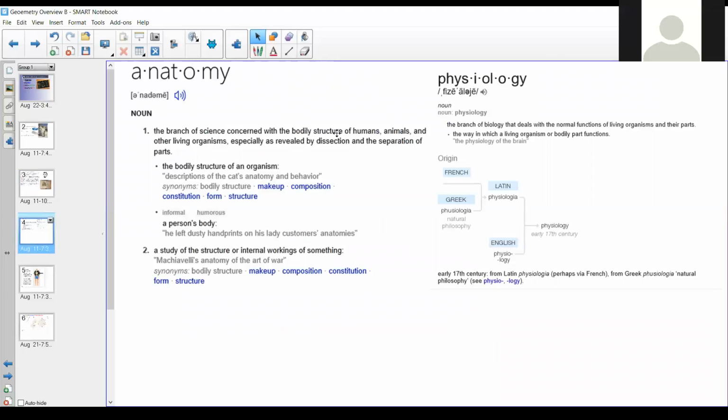Okay, and as I alluded to in class on Tuesday, I think of anatomy as the study of the body, the parts. If you look at anatomy and physiology, it's the study of the parts of the body and how they work together and so forth. I liken geometry to the anatomy of shapes and figures.